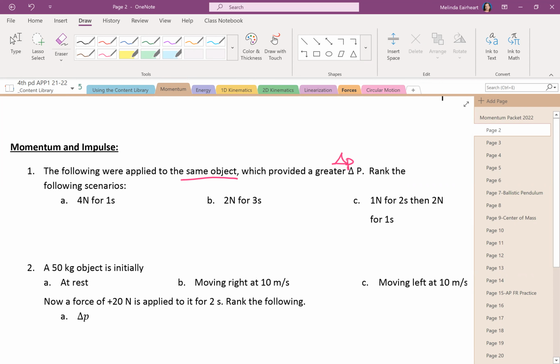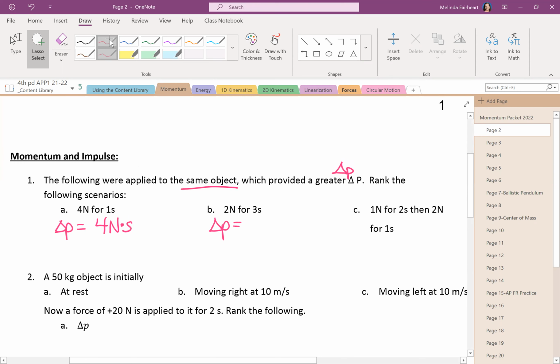Rank the following scenarios. So we've got a 4 Newton force for 1 second. So what's your change in momentum? 4 Newton seconds. B, 2 Newtons for 3 seconds. That would be a change in momentum of 6. Well, come on, one note. Now it won't write.